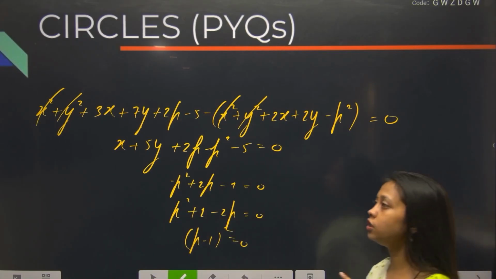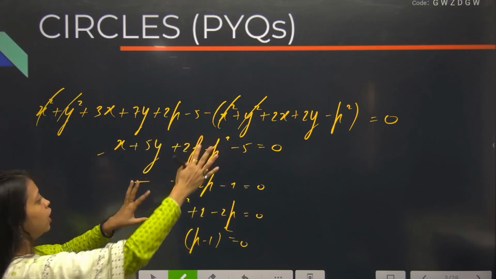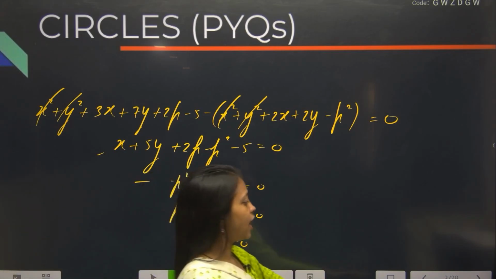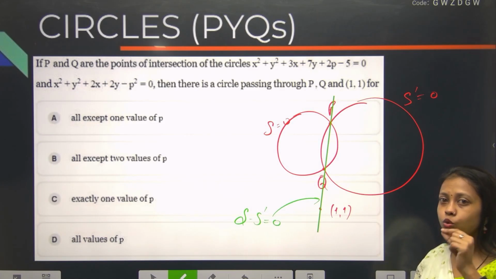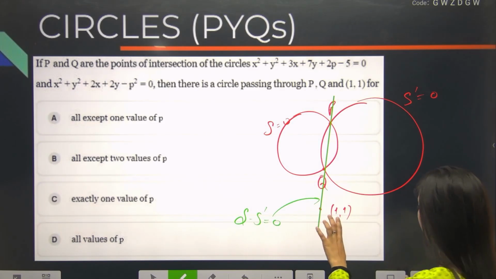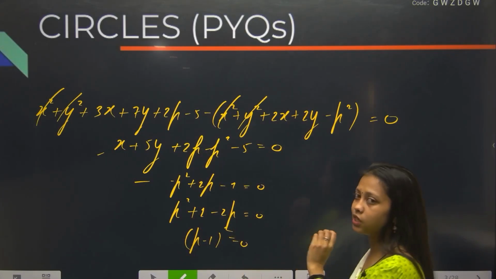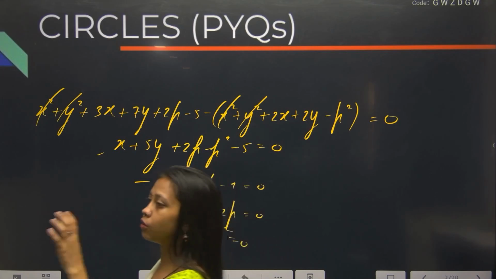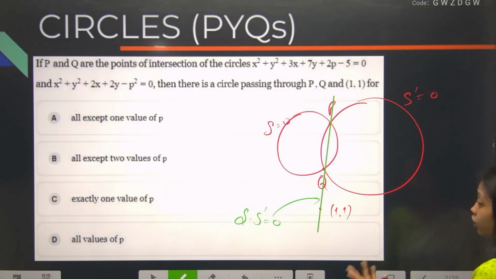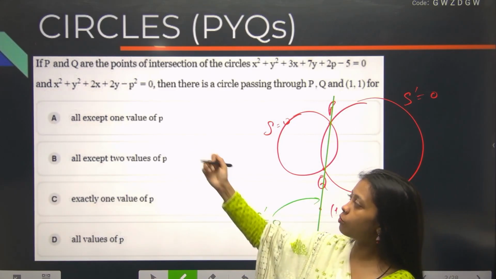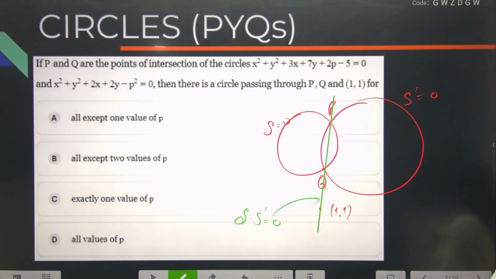So don't leave it over here as well or here as well. I'm getting a quadratic, so it must have two values, and you take the answer. Please don't do silly mistakes in the questions. If you're getting a quadratic equation, it will not take much of your time to judge that I'm getting two values, one value, or no real values. So how many values am I getting? Only one. So all except one value of p, that's your answer.